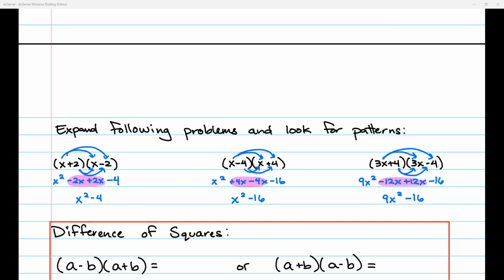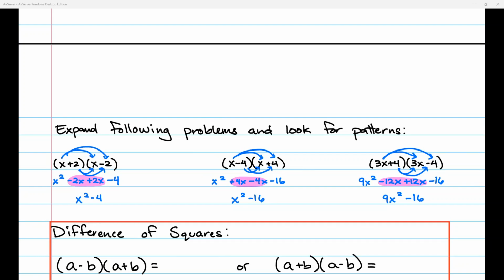Then once we started digging a little deeper, the other thing people started noticing, like, oh, this is a perfect square because it's x times x, and this is a perfect square because it's 2 times 2. Same thing with this one. This is a perfect square because it's x times x. This is a perfect square as well because it's 4 times 4. This is a perfect square as well because it's 3x times 3x. And this is a perfect square as well because it's 4 times 4. So yes, every single time we did these problems, we ended up with perfect squares as our remaining result.